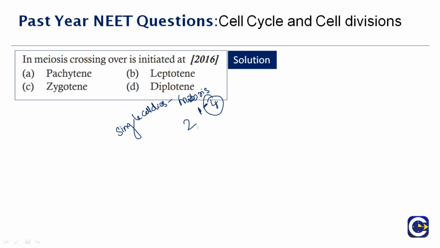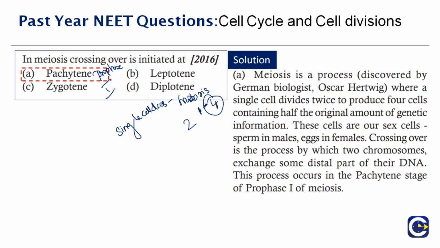Crossing over, now coming on to the concept, what do you mean by crossing over? Crossing over is a process by which 2 chromosomes exchange some distal part of the DNA. This process, if you see, will occur in the pachytene. Okay, it occurs in the pachytene stage. And which phase do you think it will occur? I've told you the answer. Option A is the answer. I've told you it's pachytene. This will occur in prophase 1. Okay, prophase 1. Therefore the correct answer to this question is option A, pachytene.